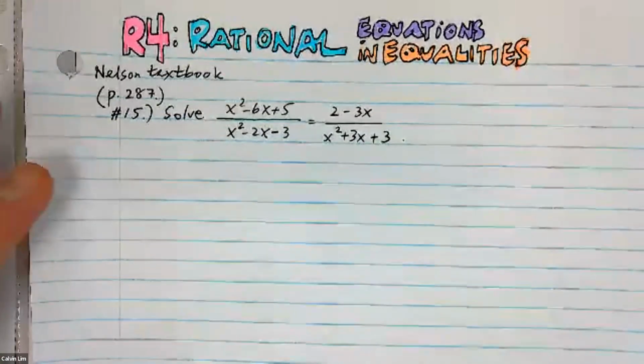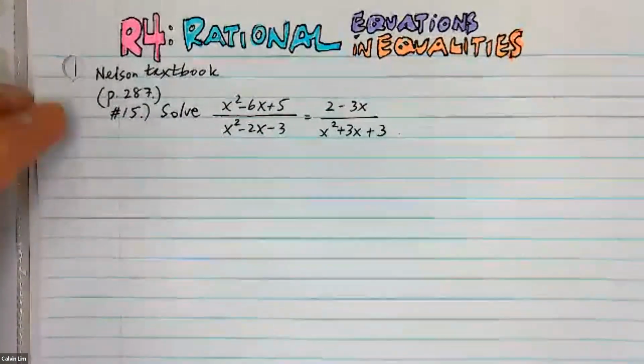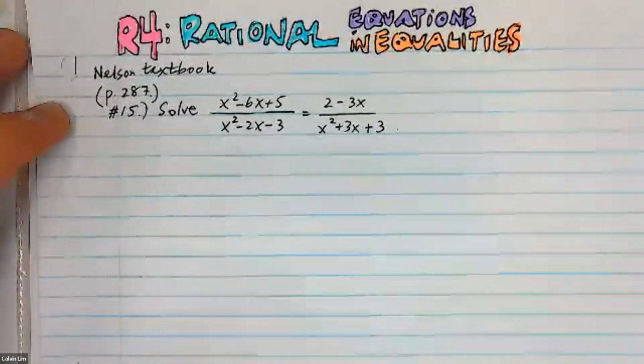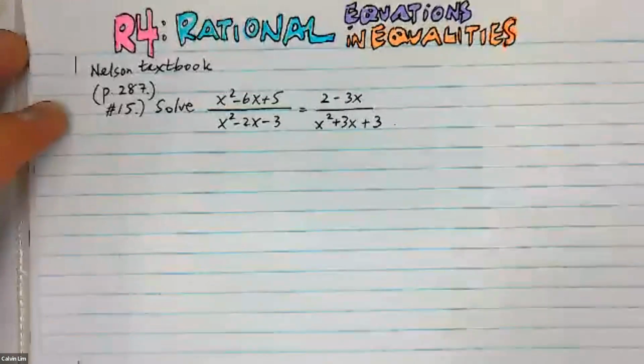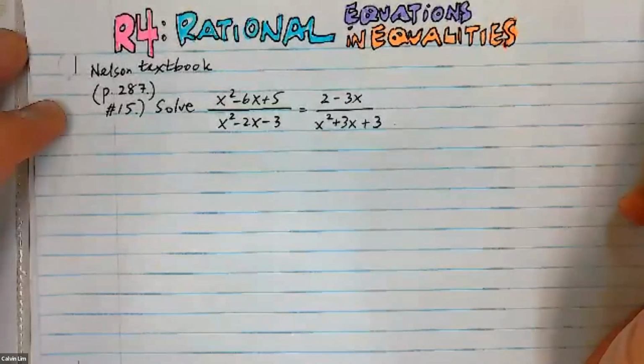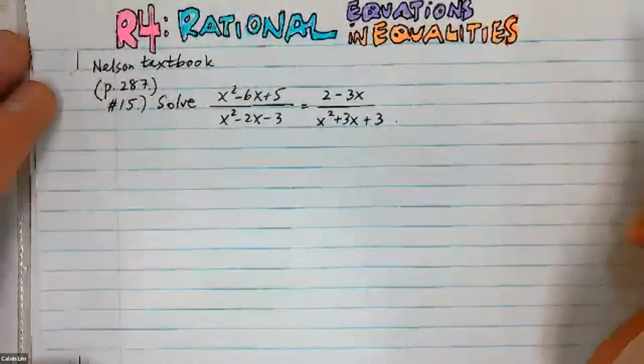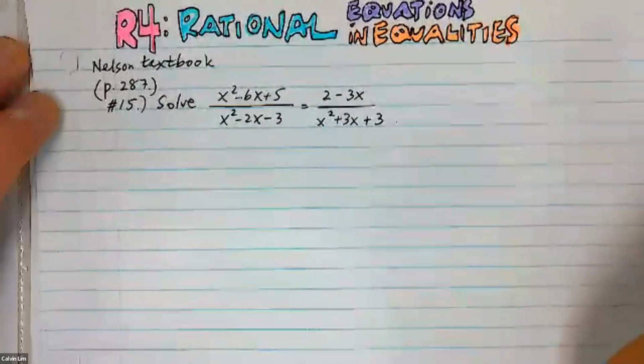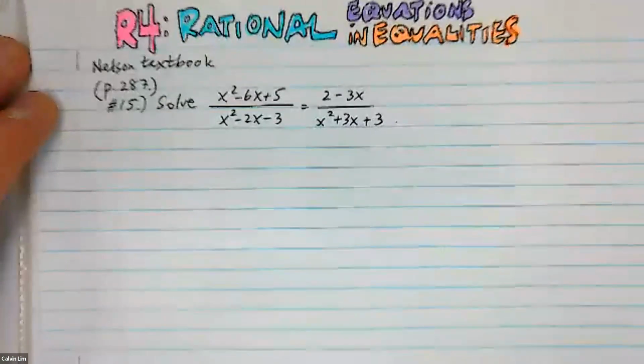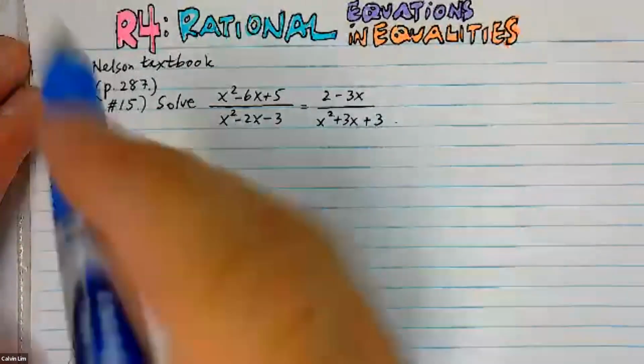Okay, so we want to solve this equation here. x squared minus 6x plus 5 over x squared minus 2x minus 3 equals 2 minus 3x over x squared plus 3x plus 3. So first, I'll just copy the equation as is.